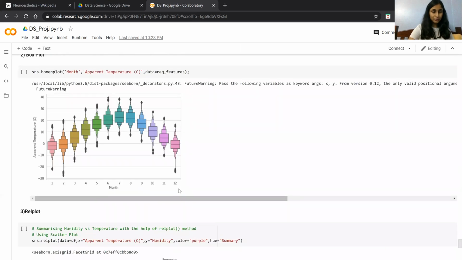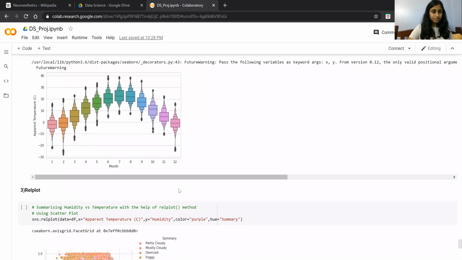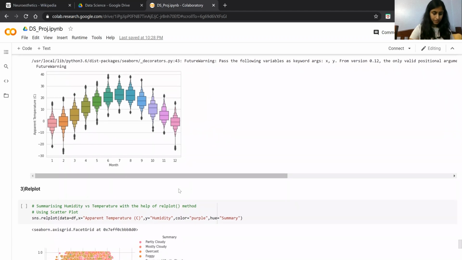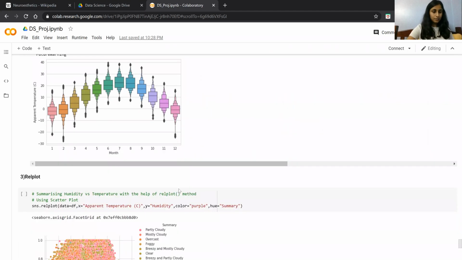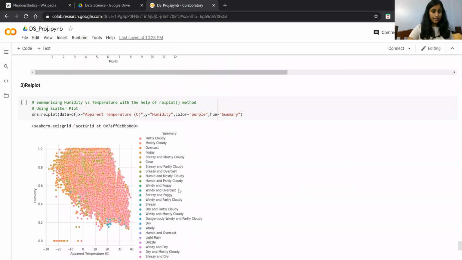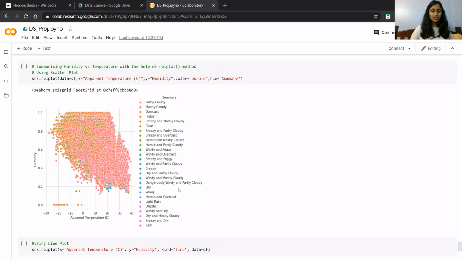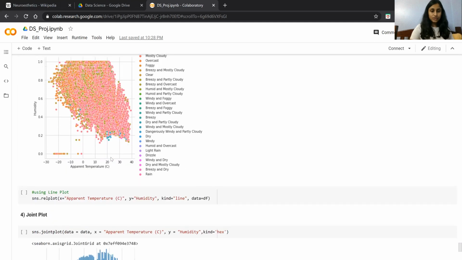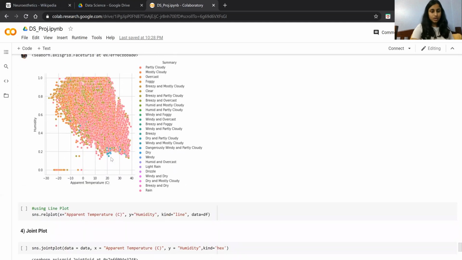Next, we've plotted the box plot. Same thing, we've used all the months on the x-axis and apparent temperature on the y-axis. Next, the rel plot. The rel plot is a basic plot and it's used to show the relationship between two variables, and we've used summary as a hue, and these are the different data points.